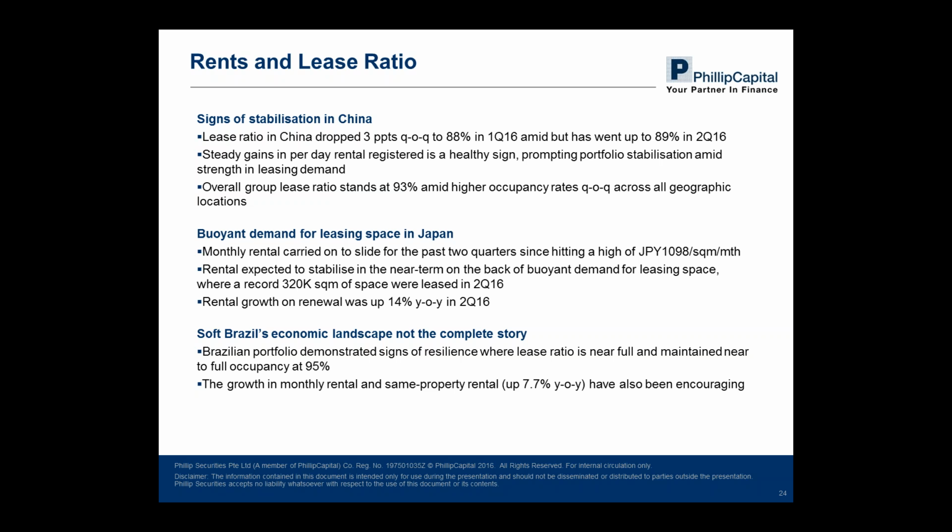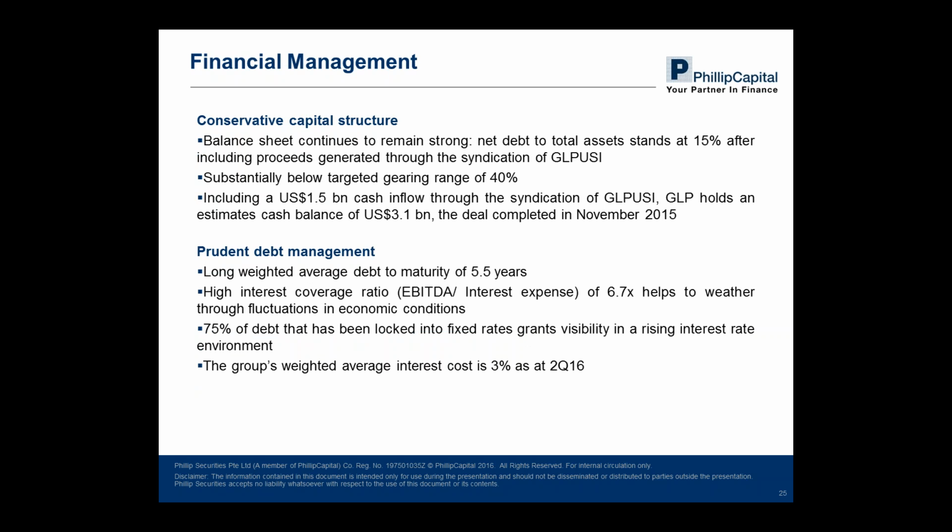For Brazil, we understand that there are macroeconomic headwinds, but this is not the complete picture because, in fact, Brazil has continued to deliver. Lease ratio is holding up near full, at 95%. Furthermore, rental has not declined at all for the past 4 or 5 quarters. It's still very strong on the ground. And then again, growth in monthly rental and same property rental has also been encouraging, up 7.7% year-on-year. Now onto its balance sheet. Net gearing stands at 15%, and this includes the proceeds of the pairing of GLP US Income Partners 1 to a 10% stake.